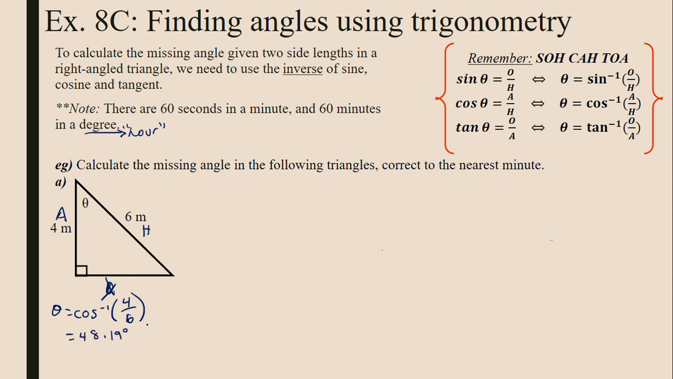48.19 degrees. As a little side note, the 0.19 times 60, because there are 60 minutes in a degree, is 11.3. So we have 48 degrees and 11 minutes, which we indicate with this singular dash. So minutes, we use this. If I say 60 minutes, here we have 60 seconds, with the double dash for seconds. Similar to feet and inches.